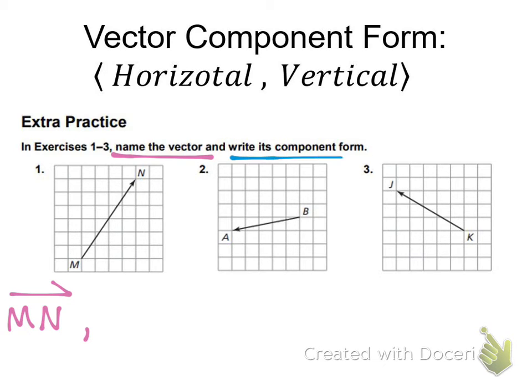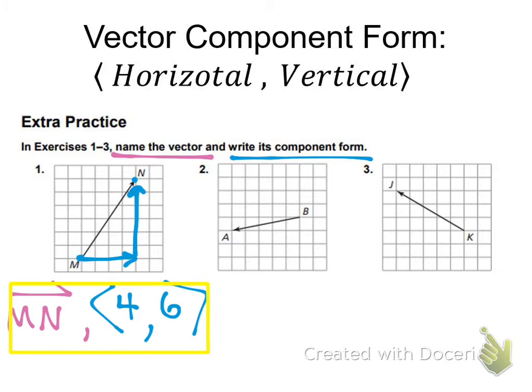And then to write in component form, you want to go from M and end at N. So we want to do the horizontal. We go to the right. How many spaces? 4. So is that a positive 4 or a negative 4? Positive. And then we go up. How many? 6. Is that a positive 6 or a negative 6? Positive. Beautiful. That's it.